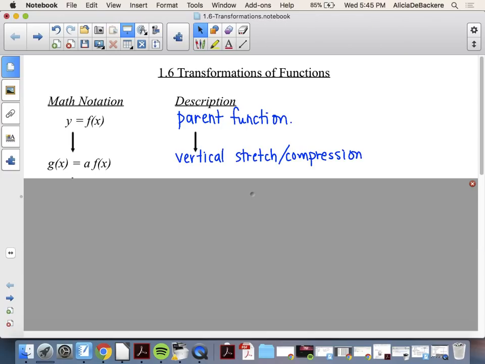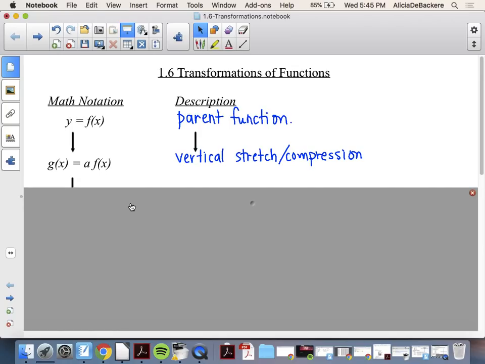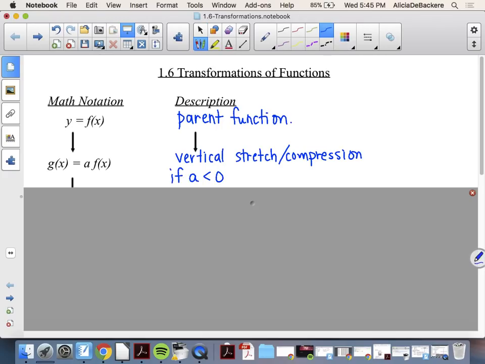So what you do is you look at the a value and you ignore the sign. So I don't care if it's positive or negative. I'm just going to consider the number. And if the number is bigger than 1, then I'm going to see a stretch. And if the number is between 0 and 1, so like a fraction or a decimal, I'm going to see a compression. Now the other thing I need to think about here is if the a value is positive or negative. If a is negative or less than 0, then I'm going to have a reflection in the x-axis, or a vertical reflection is another way to say that.